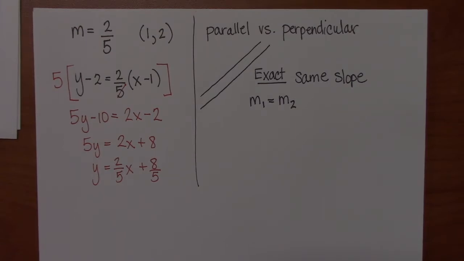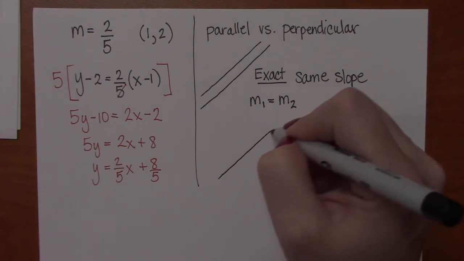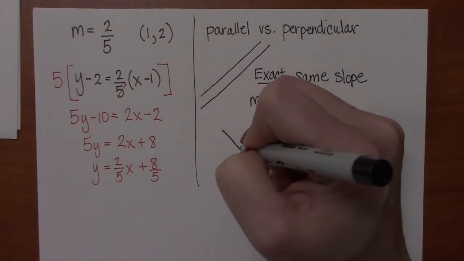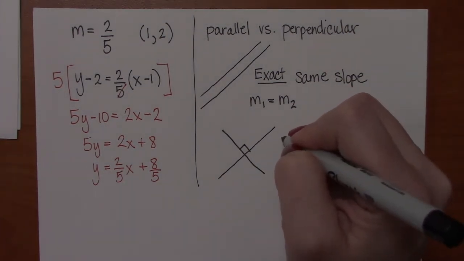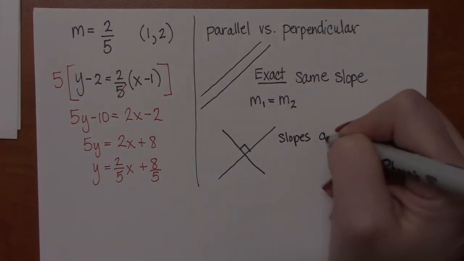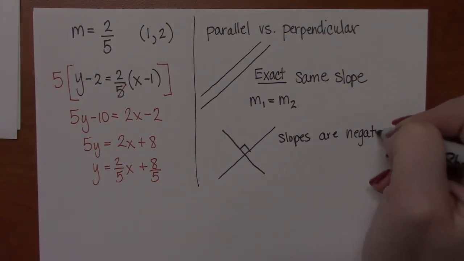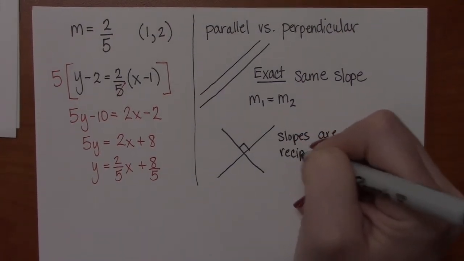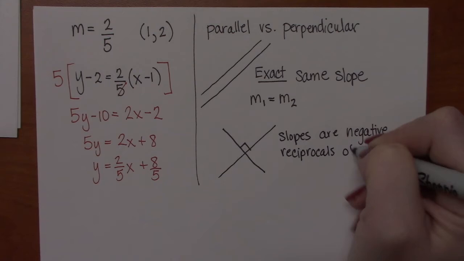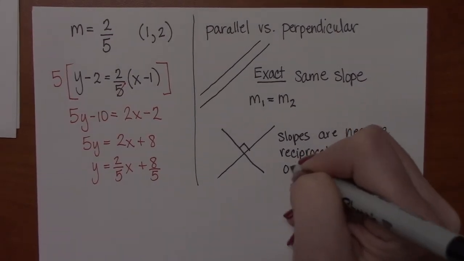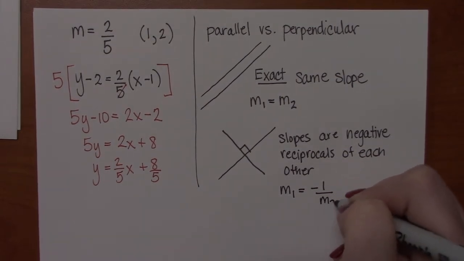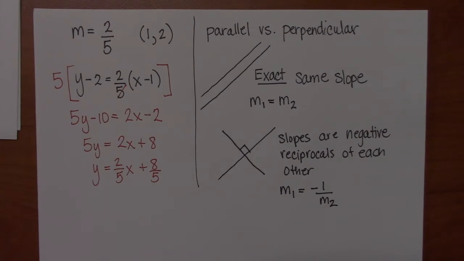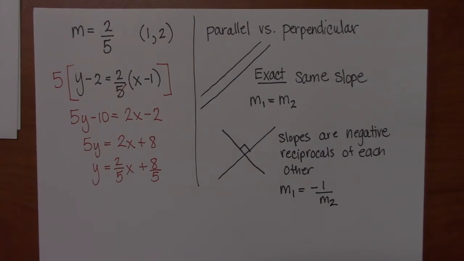If lines are perpendicular, well, then they cross, right, at 90 degrees. So when they intersect, they intersect at a 90-degree angle. And we say that the slopes are negative reciprocals of each other. So if you want to come up with the slope of a perpendicular line, you flip the original slope and then you multiply by -1.